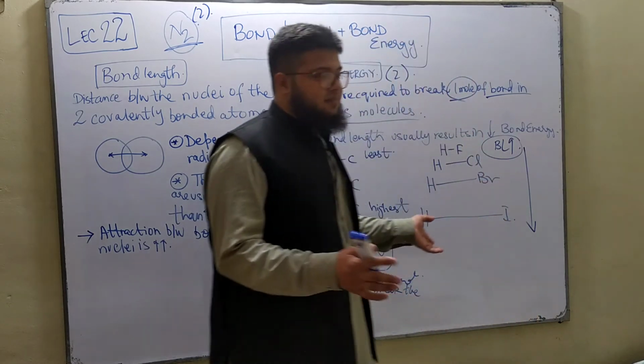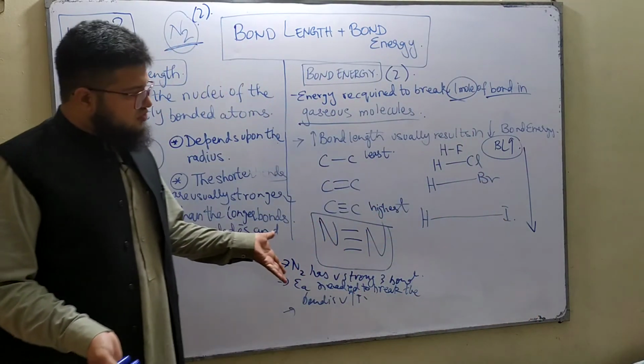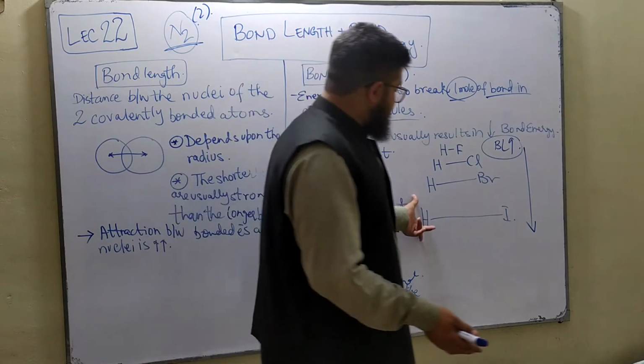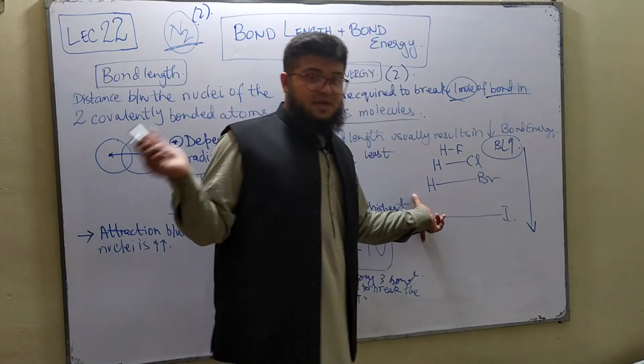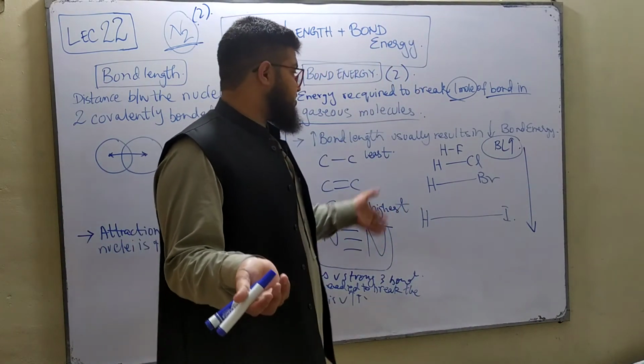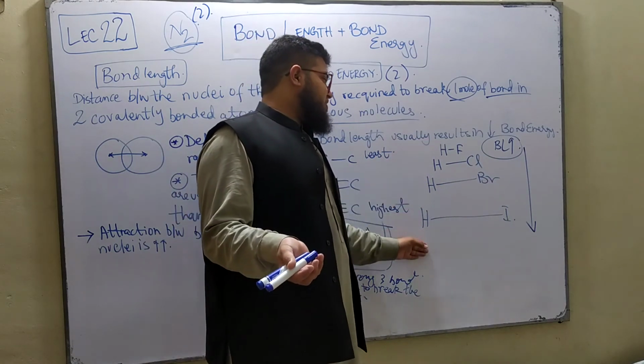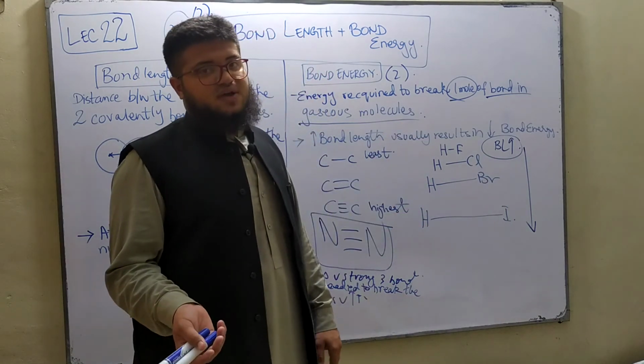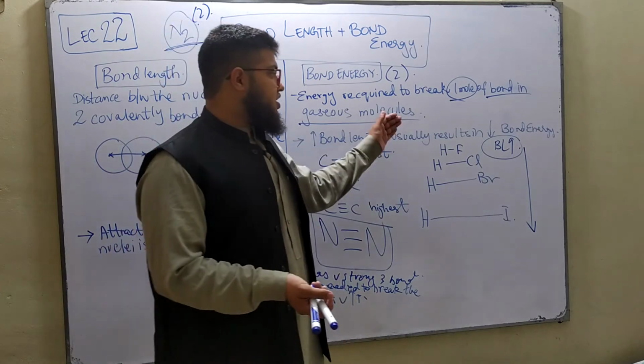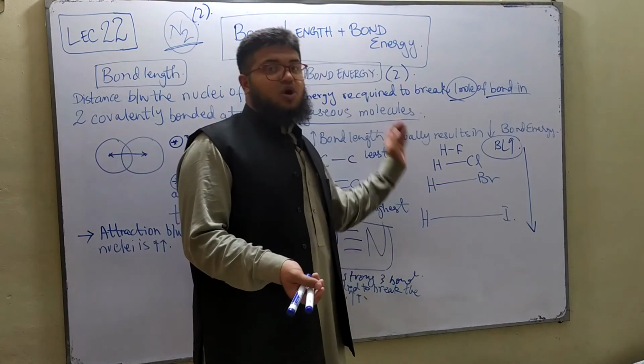Okay, based on the knowledge that I have delivered so far in the previous lectures, a question that I can ask you on the basis of those lectures is: describe and explain the trend in the bond energy as we go from HF to HI. So first of all, it decreases. Reason? Because the bond length is increasing.